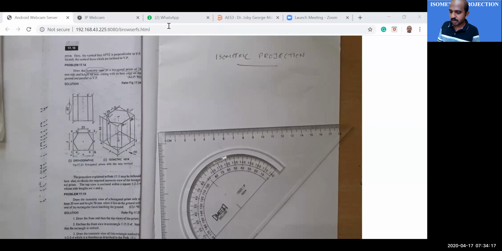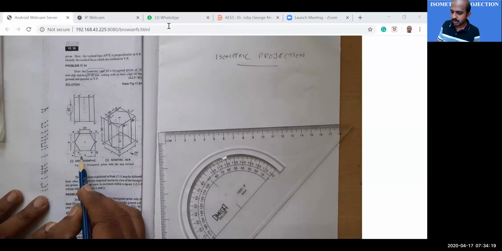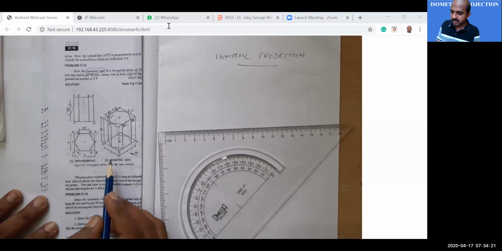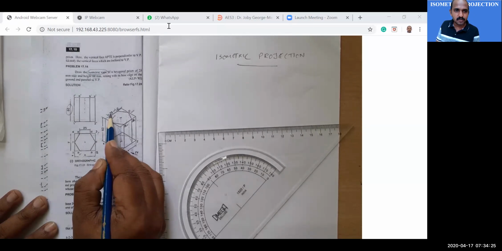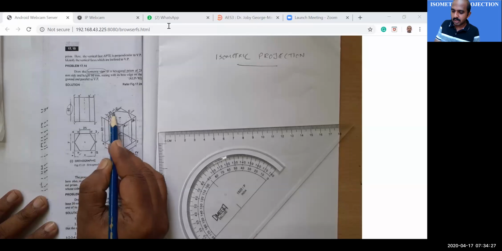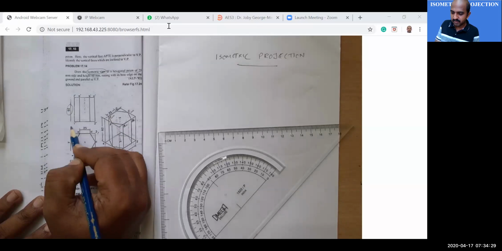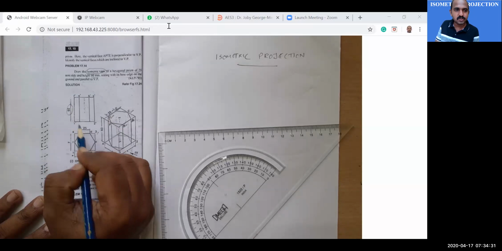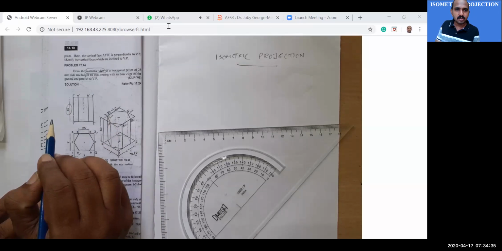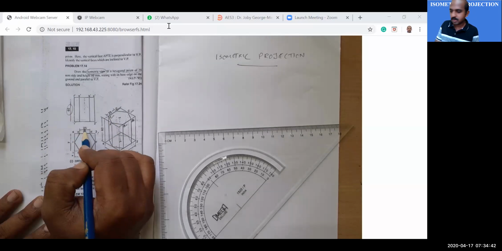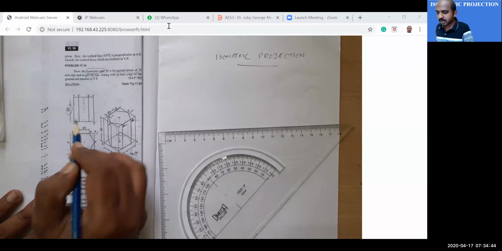In this question, you have two dimensions: a hexagonal prism of 25 mm side, and height equal to 60. So we have only two dimensions, and we can draw the isometric scale having these two dimensions only. So what is the procedure for drawing the isometric scale?